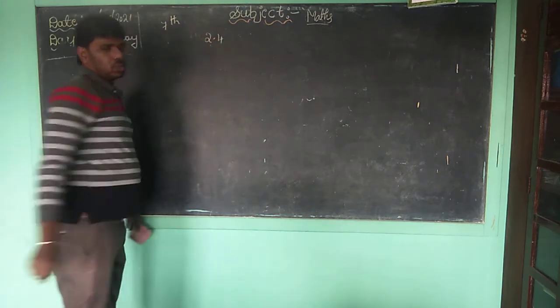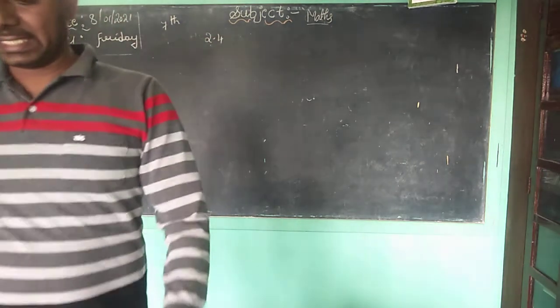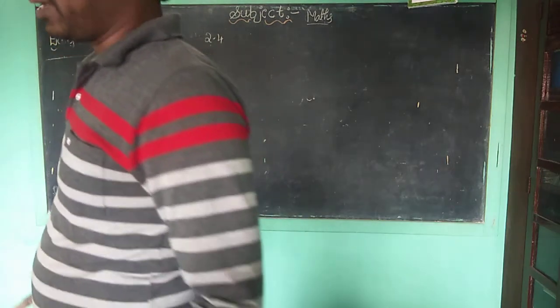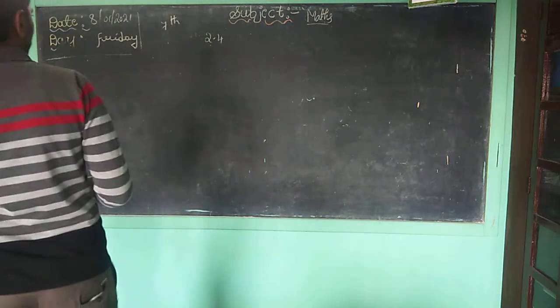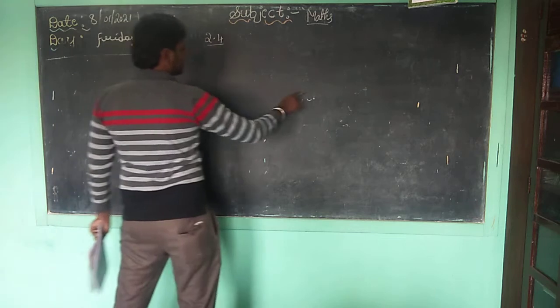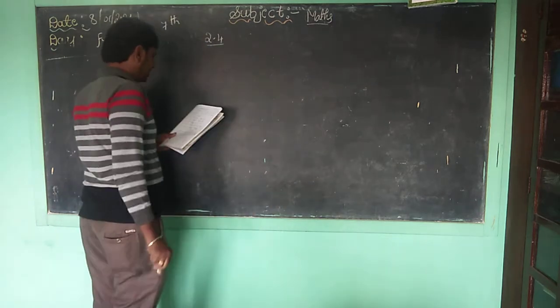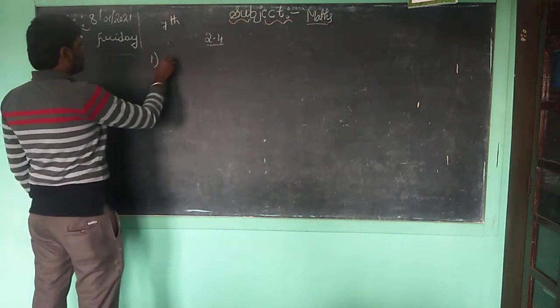What is that? To find 4, children. In a previous class we discussed that exercise to find 3. Now we want to discuss to find 4. What is that question? Question number 1. Find.